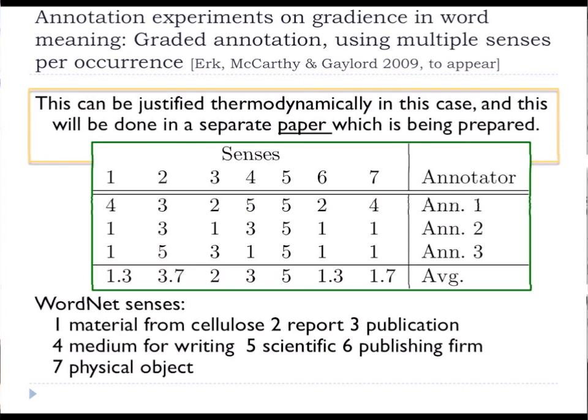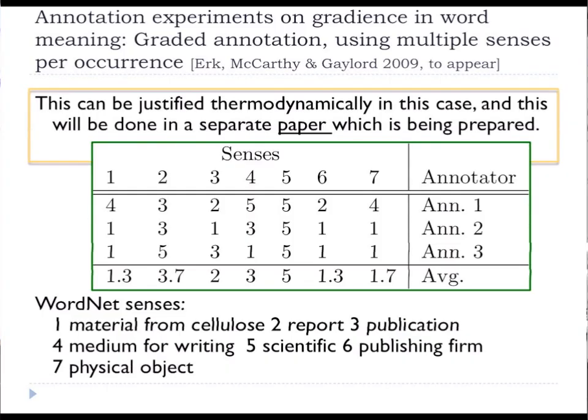Then there's sense 2, which gets a medium to high rating from everybody. Sense 2 is a report. And annotator 1, but not annotators 2 and 3, also saw senses 1 and 7 as applying, so material from cellulose and a physical object. So annotator 1 diverged here from the other annotators, but did so in a very consistent manner. So it looks like this annotator really perceives the physical piece of paper sense when they talk about the scientific paper.